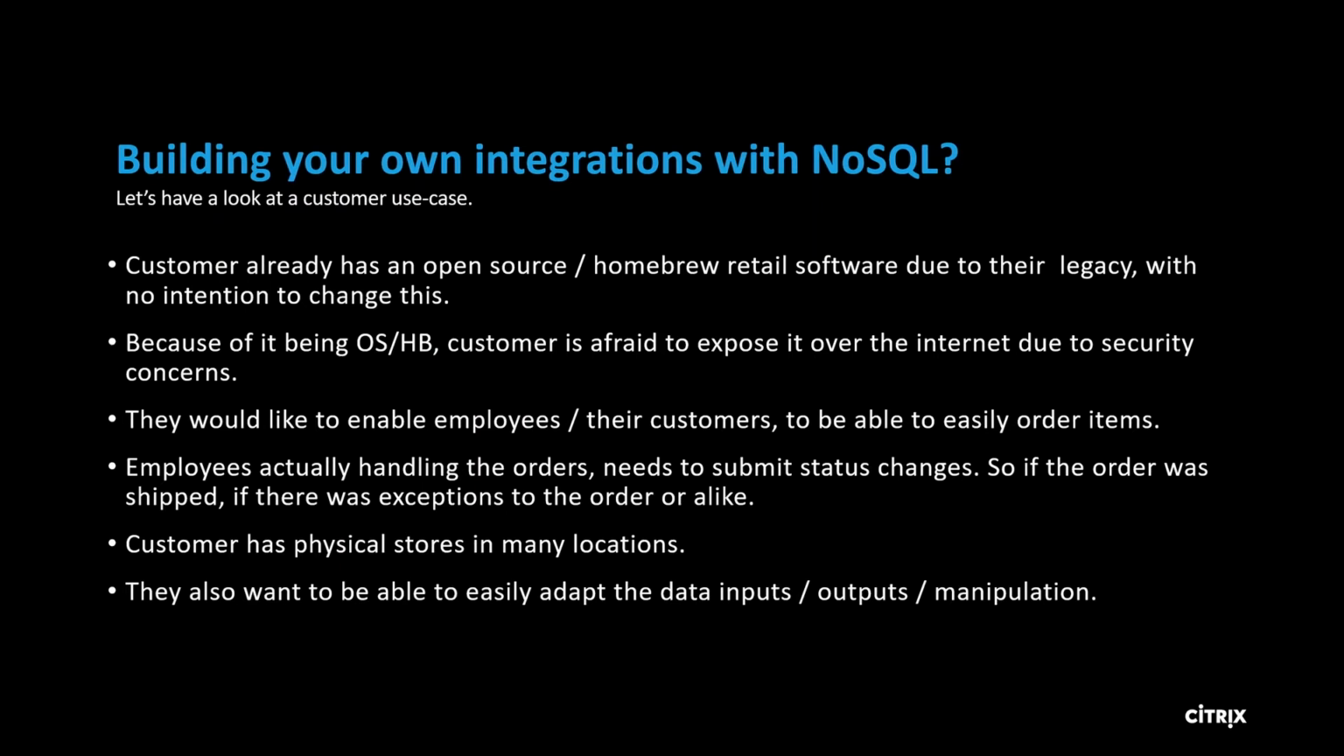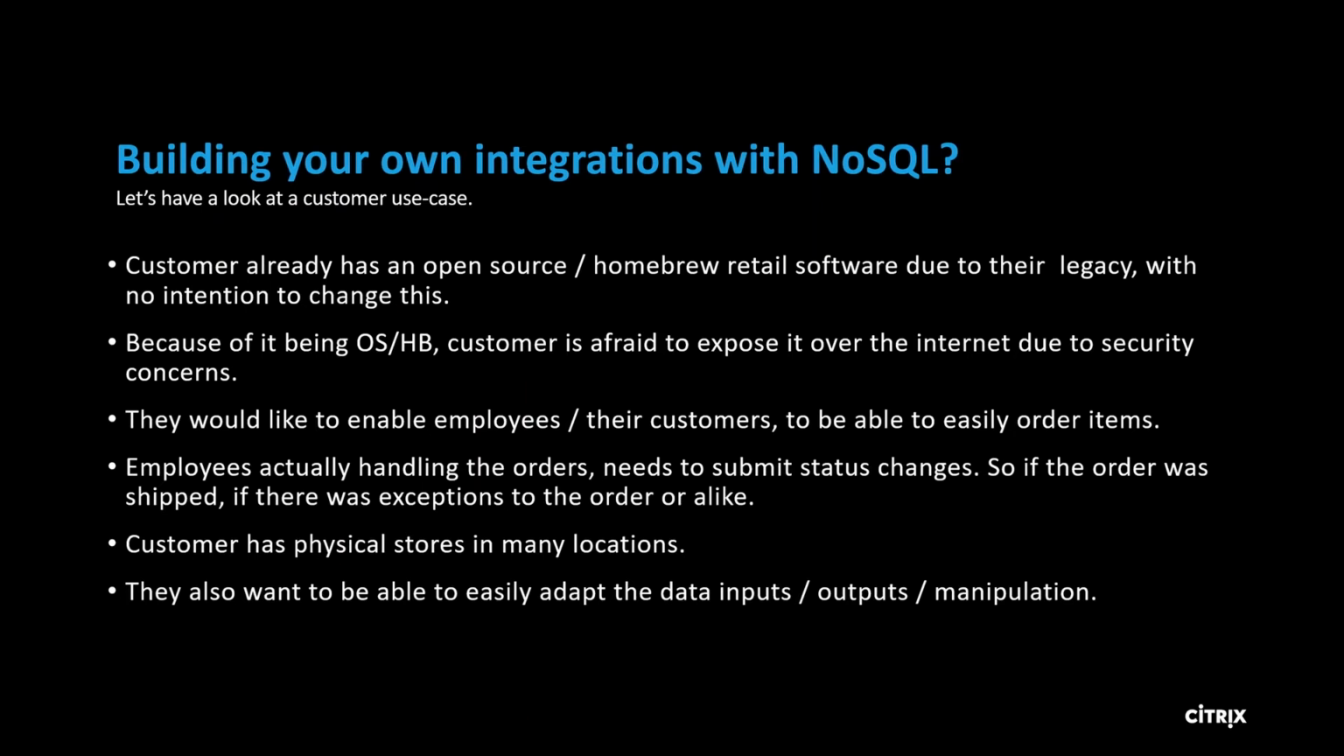They would also like to enable their employees or their customers to be able to easily order items, and that's kind of the main purpose of this imaginary use case. And their employees actually handling the orders need to submit status changes. So if the order is shipped, they need to mark it as shipped, or if there's exceptions, they need to mark those exceptions and keep track of those, or actions along those lines. And the customer in this case also has stores, or warehouses rather, in many different locations. So we need to grab some geo data as well for all of this to make sense.